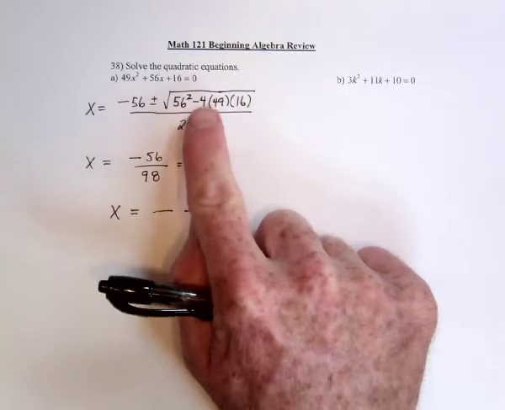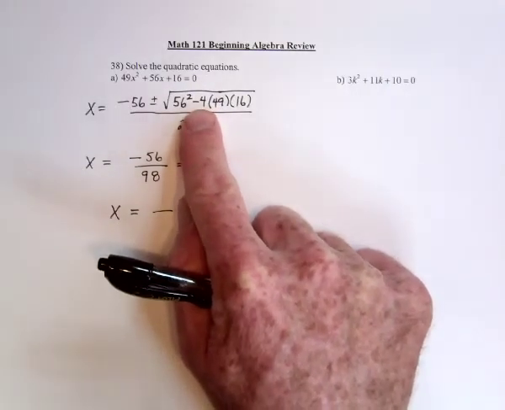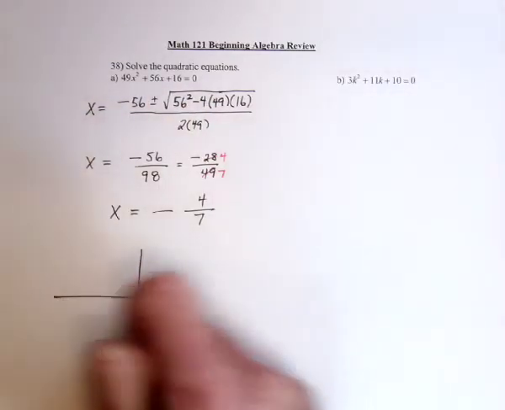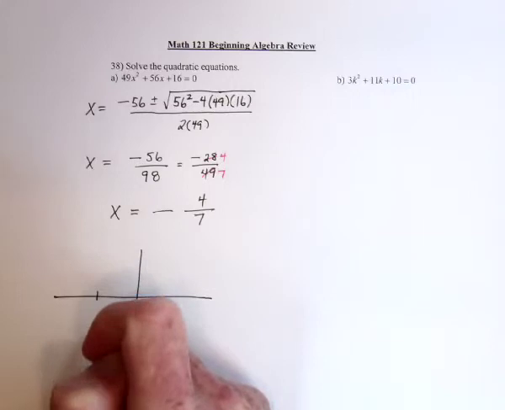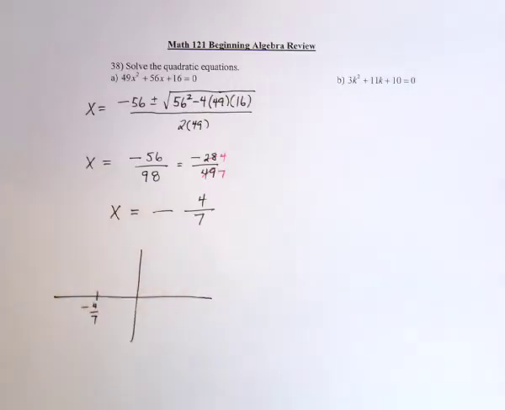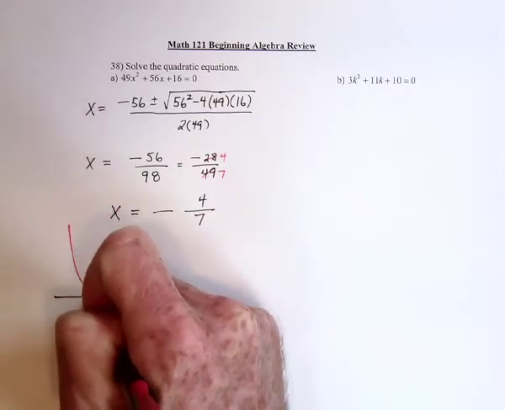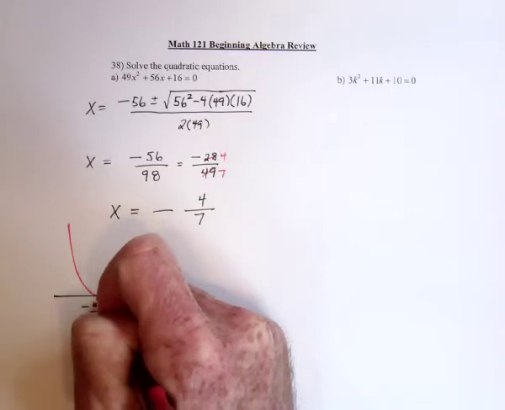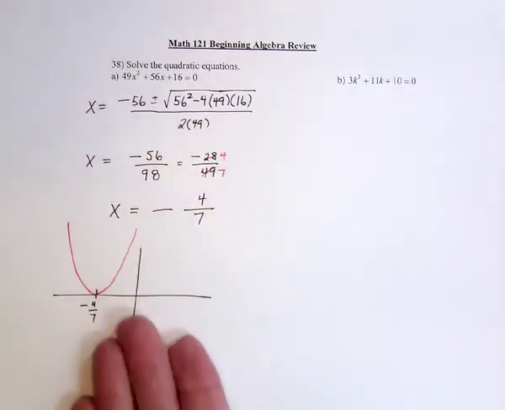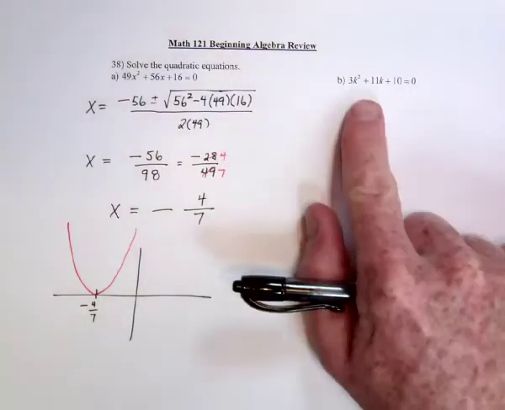Now, just an added bonus, since this radical became a 0, that means that this, which is a parabola, if you go over to where x is negative 4 over 7, the parabola comes down, hits the x-axis exactly at negative 4 over 7, and then it goes back up. Look at that, a bonus for free.